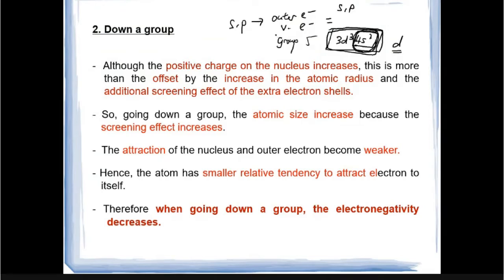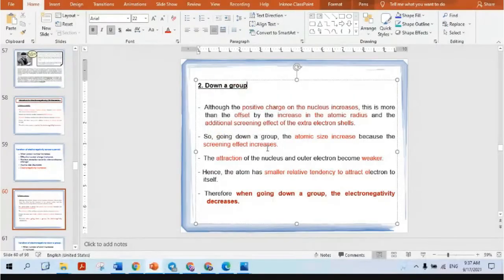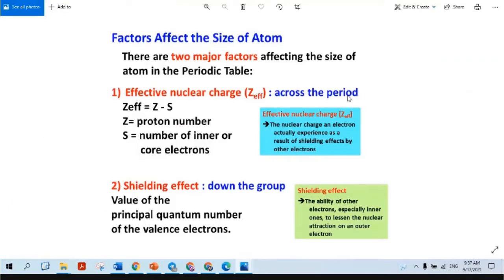Tadi ada orang tanya macam mana nak ingat. Sebenarnya dia hanya 2 term je. Dia tak banyak. That's why slide yang pertama, nampak tak? Madam dah buat. Effective nuclear charge memang untuk across the period. Shielding effect down a group. Jadi nak ingat macam mana? Semua orang ada cadangan? ENC period. Shielding effect down a group. Oh, senang je.